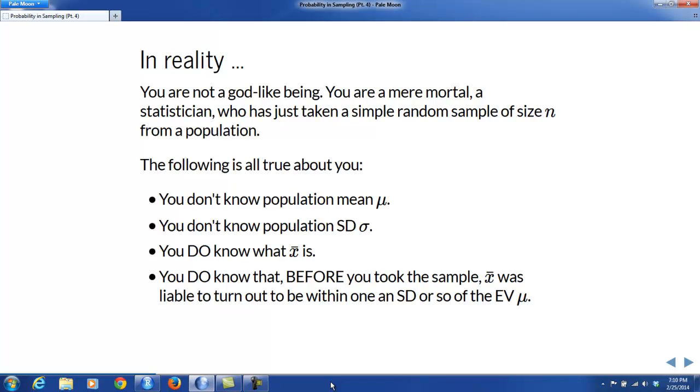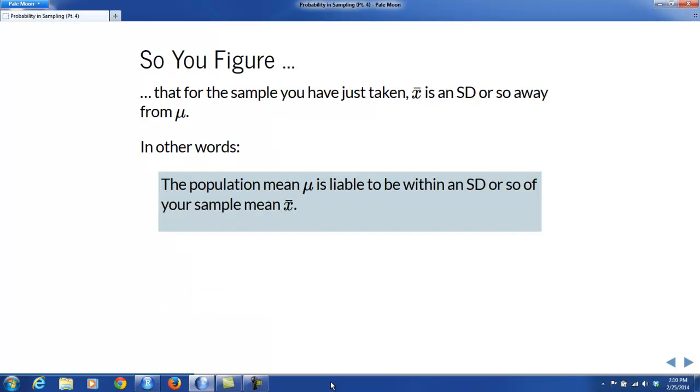You also know that before you took the sample, x bar was liable to turn out to be within a standard deviation or so of its expected value, mu. That's because you know basic probability theory. So you figure that for the sample that you have just taken, x bar is a standard deviation or so away from mu. In other words, the population mean mu is liable to be within a standard deviation or so of your sample mean x bar.